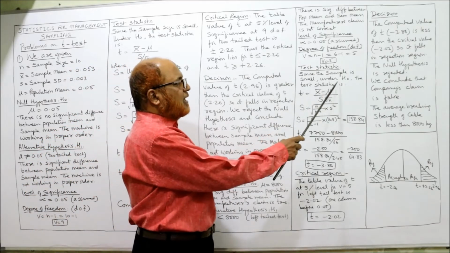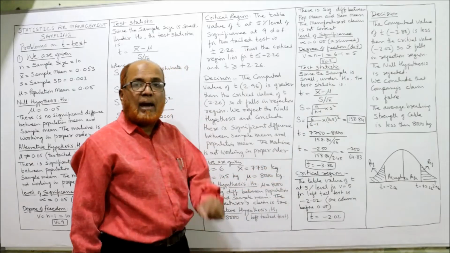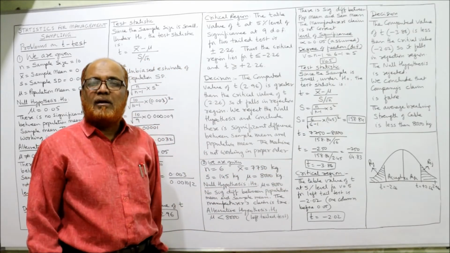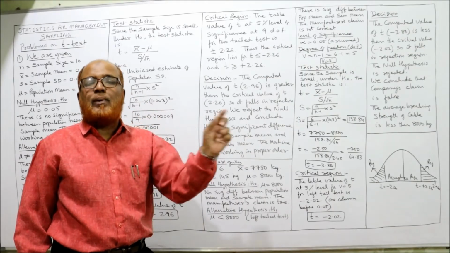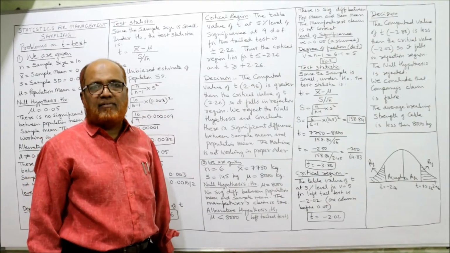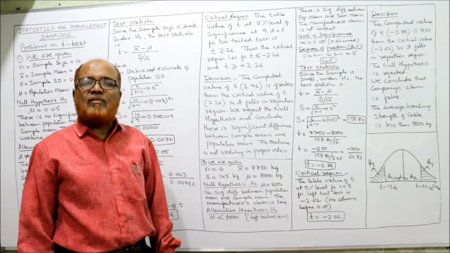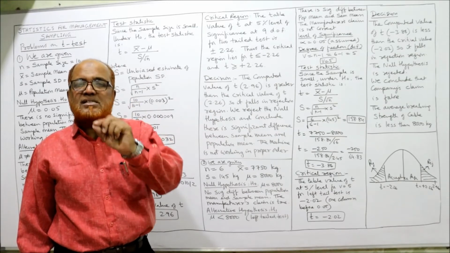Since the sample is small, under H0 the test statistic T is equal to (x bar minus mu) divided by S by root n. Capital S is the unbiased estimate of the population standard deviation, an estimated population standard deviation. So what is the formula for capital S? It is root of n by n minus 1 into s square.